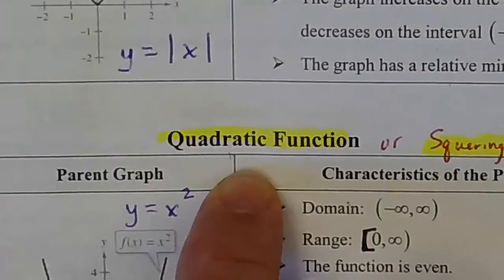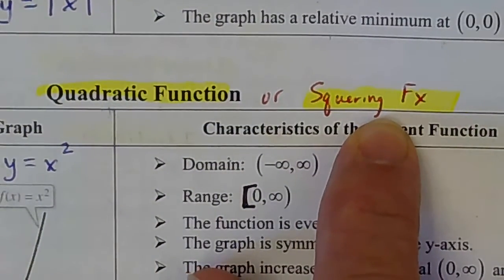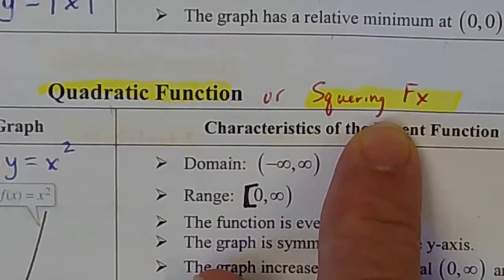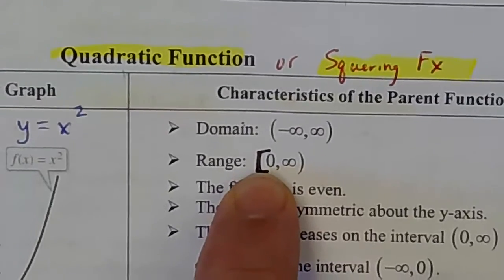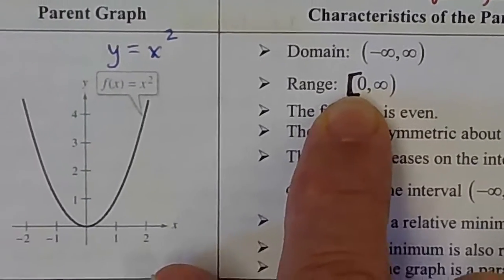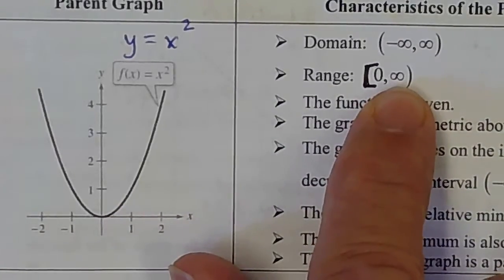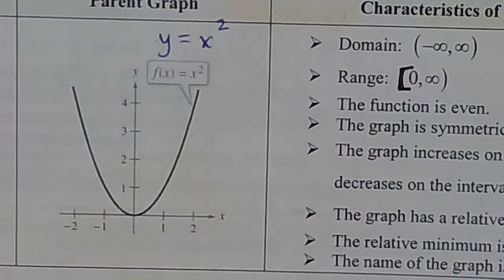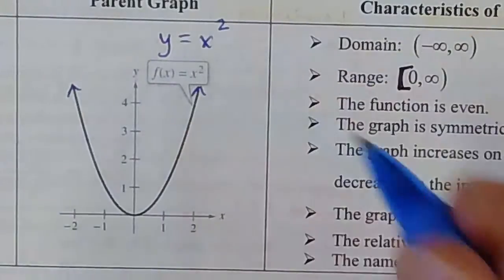All right, the quadratic function. Sometimes the authors might call this the squaring function. You might want to add that to your notes. I'll typically just call it the quadratic function. I think there's a typo in your notes too. This needs to be a bracket for the range, because the parent function does come down and touch the origin. So this is just y equals x squared. Add the arrows if you want to show the domain and range continue.